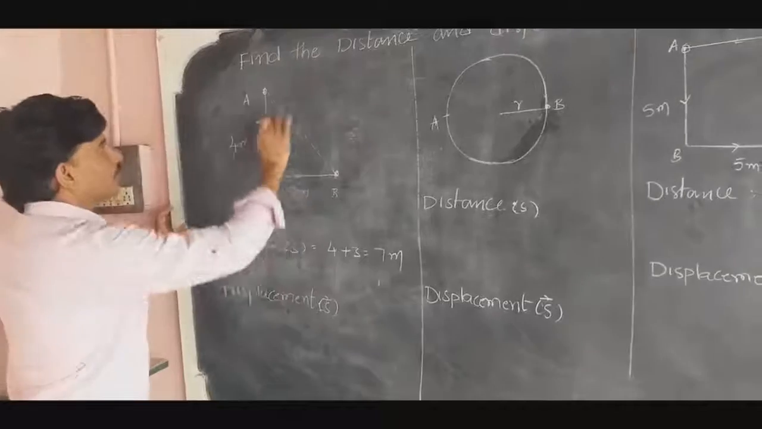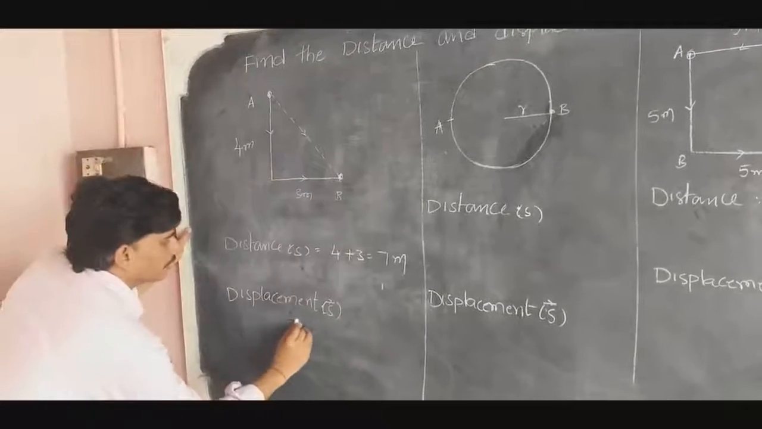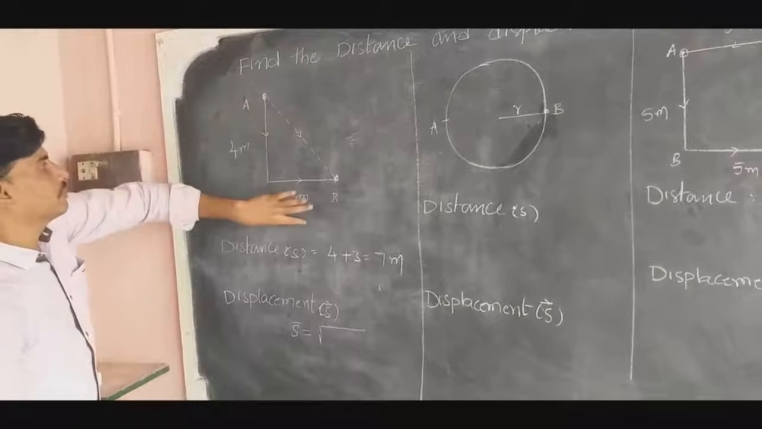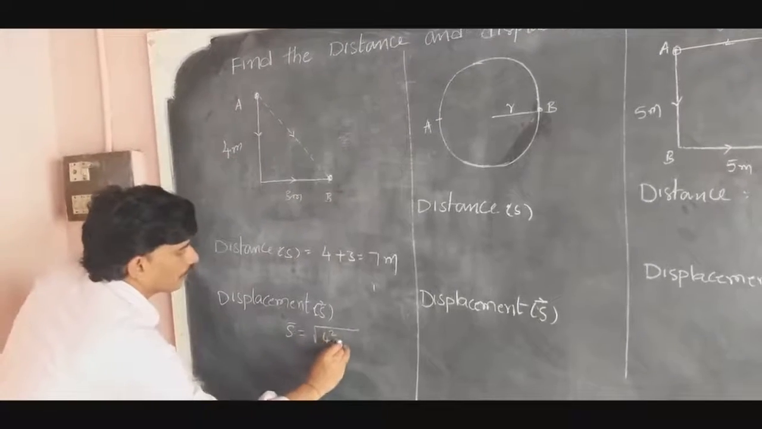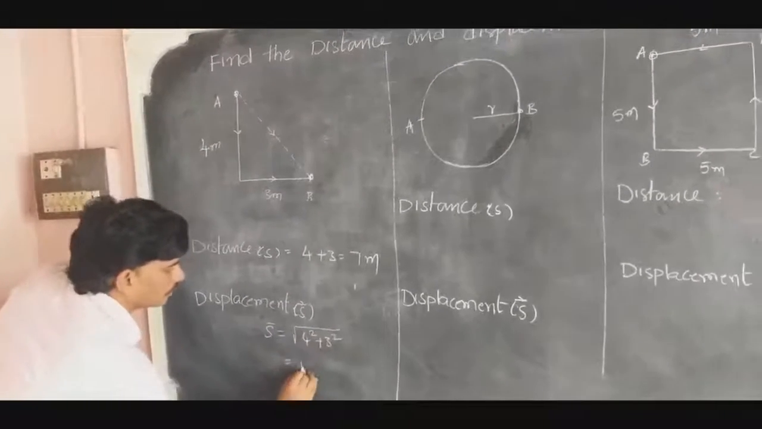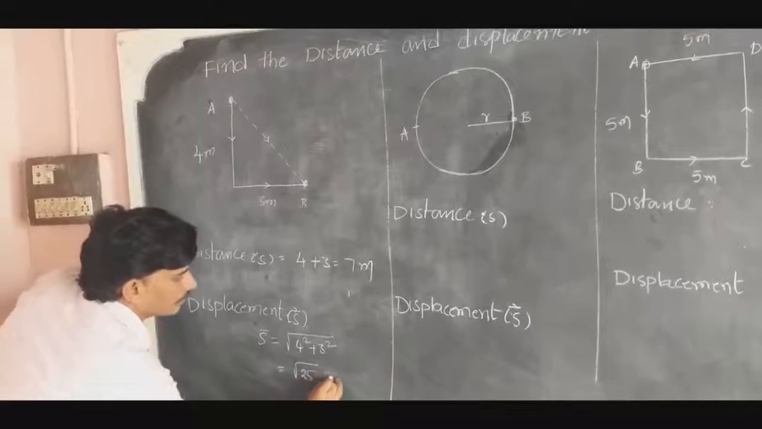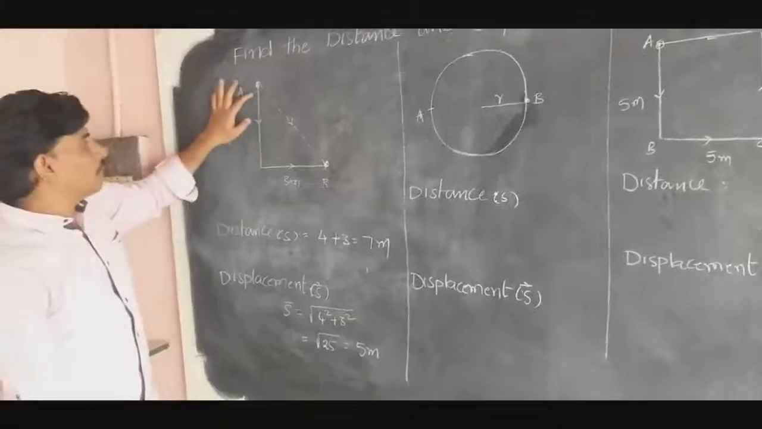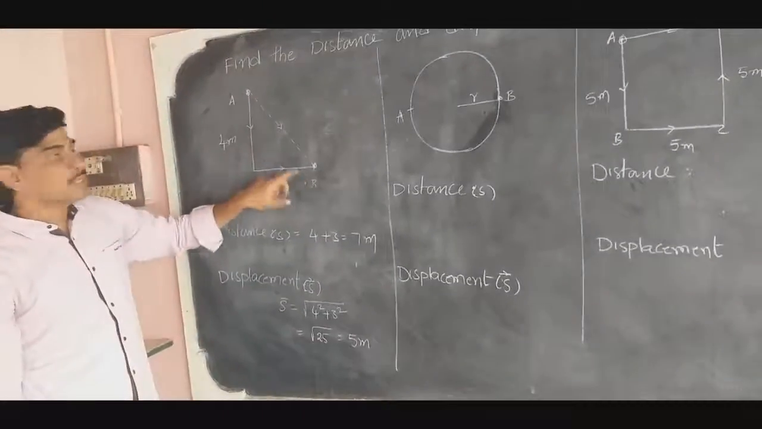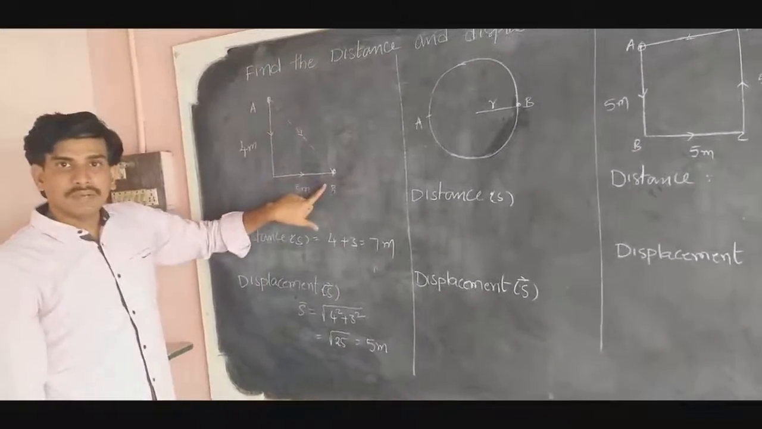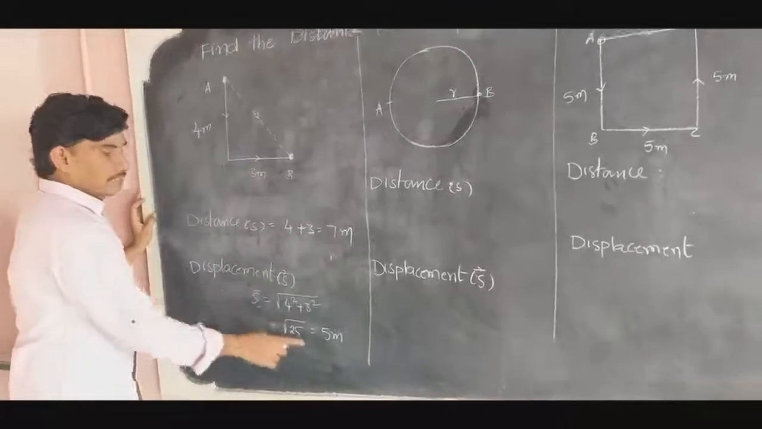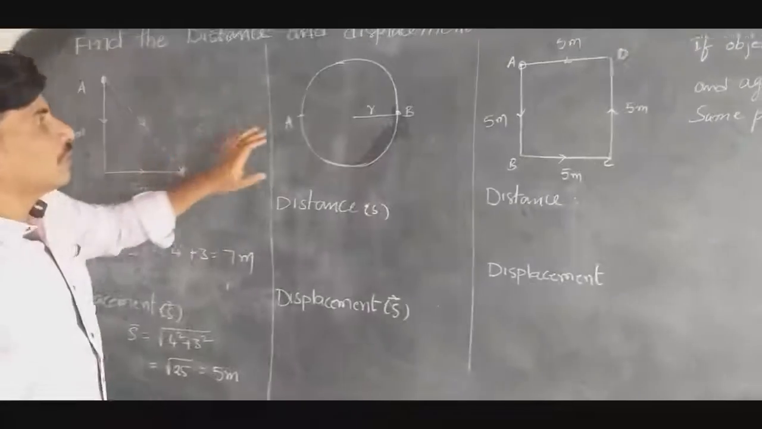That's why, as you know, in this condition displacement is equal to the square root of side square plus side square. That means 4 square plus 3 square, that is square root of 25, that means 5 meters. Yes, here it is very clear that we didn't follow the path followed by the object. We just took the initial and the final. So in this case, distance is 7 meters and the displacement is 5 meters. Good.